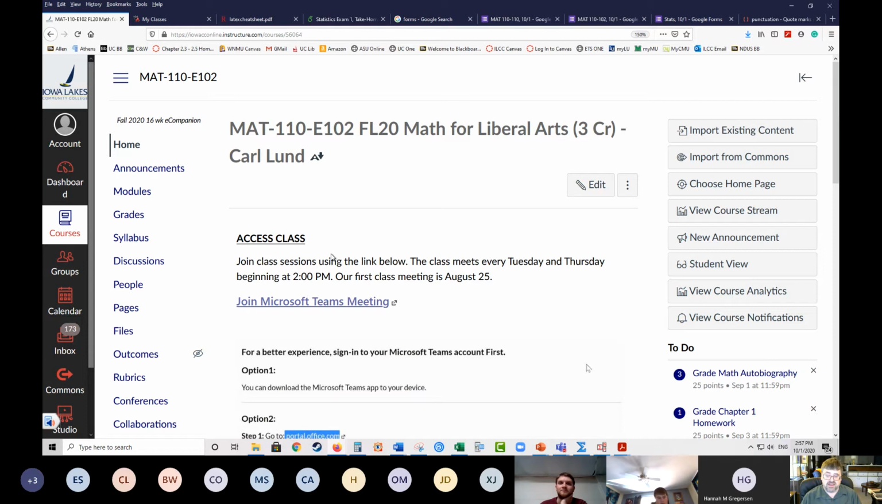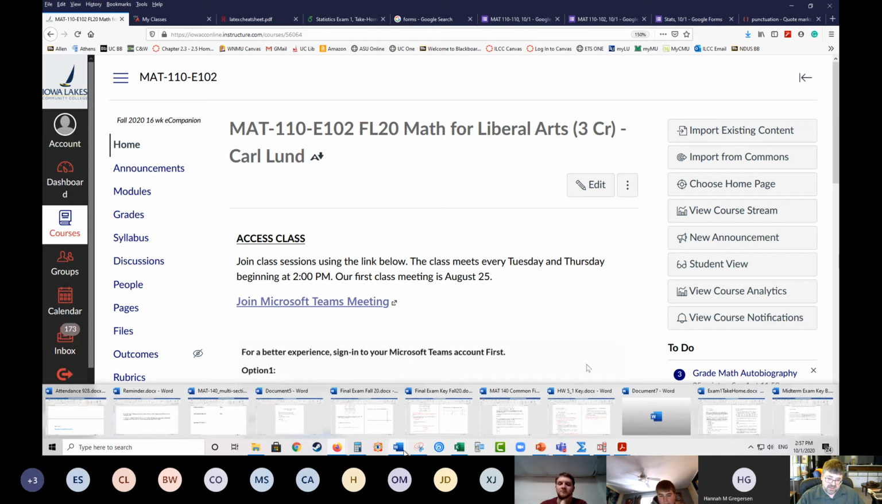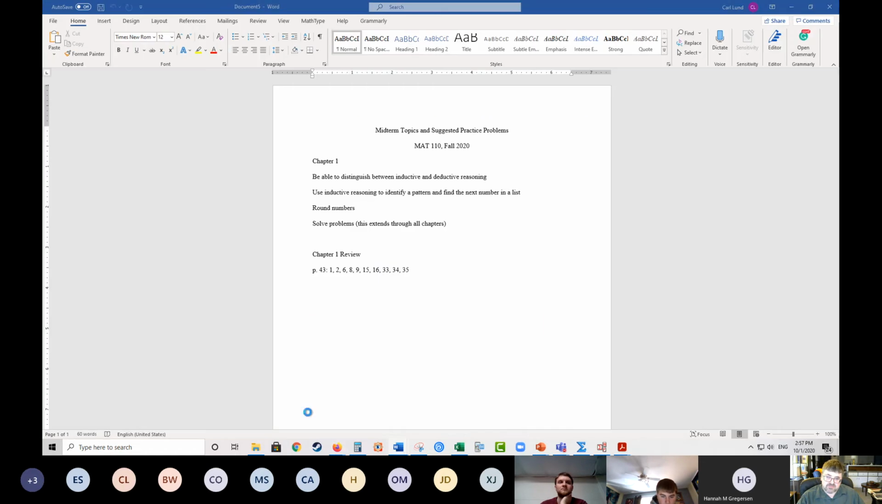But on the study guide, I will talk about the types of problems that will be on there, as well as sample problems from your textbook that I would encourage you to work to prepare or to see what sorts of problems you can expect. And so, in fact, I think I have that up right now. Yes. So here right now is the chapter 1 part.